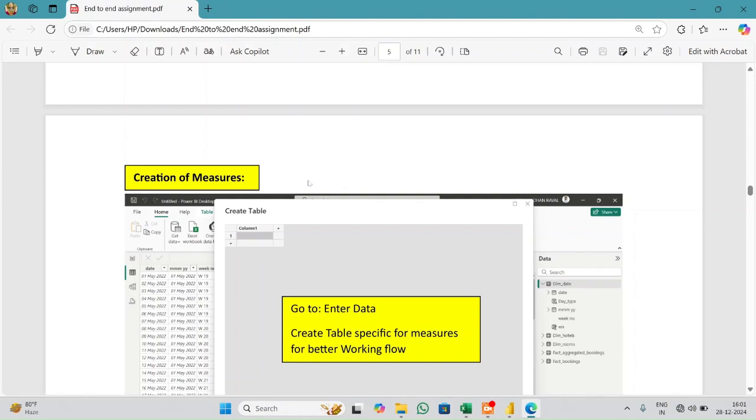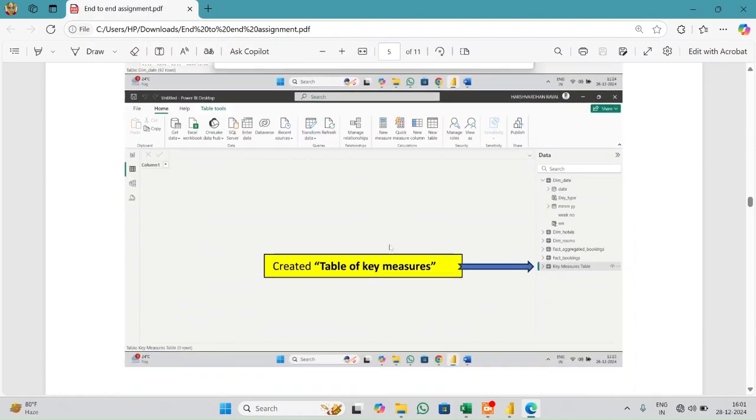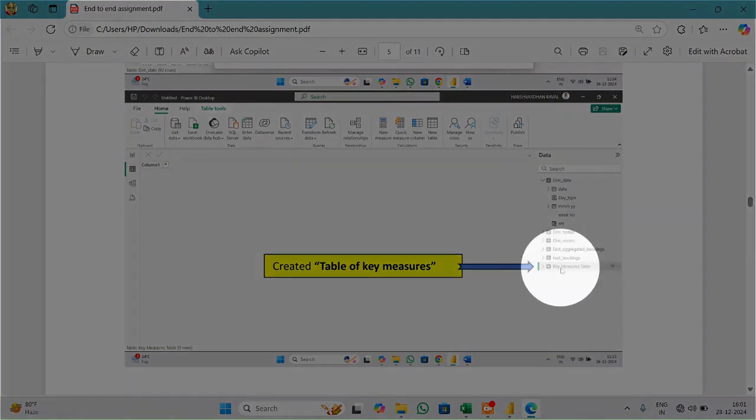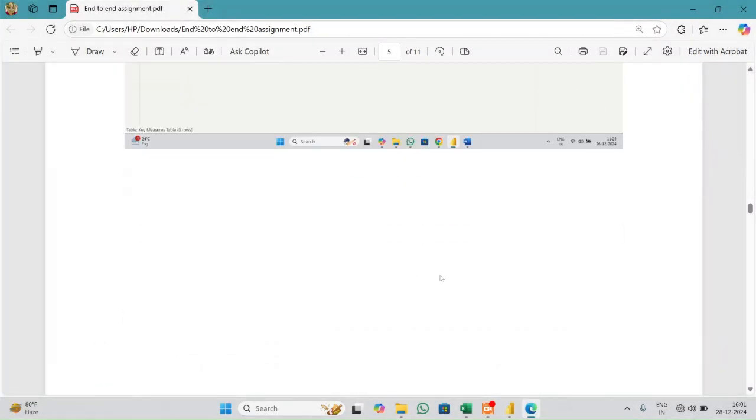Then, after creating the calculated columns, the main and important part of my data analytics project was the creation of measures. The data is vast, but I want to draw some insights. For that I need measures. So I went to enter data and created a table specifically for measures for a better workflow. I created this parent table, under which all the measures will come, because I have 26 measures. It is difficult to manage them all if they are not consolidated in one place.